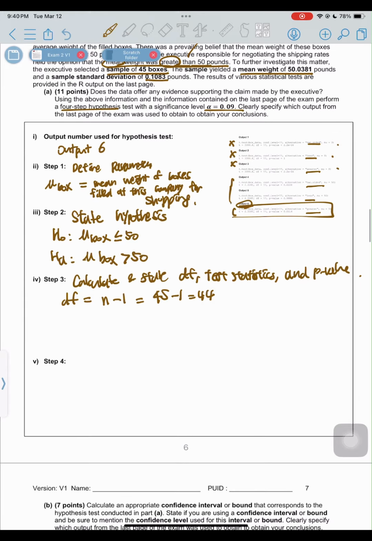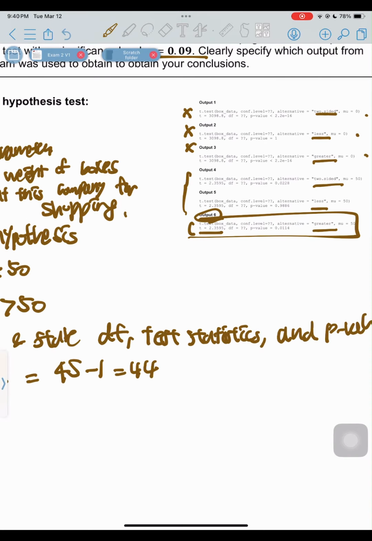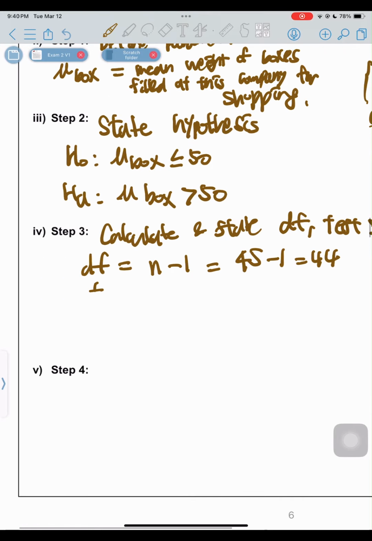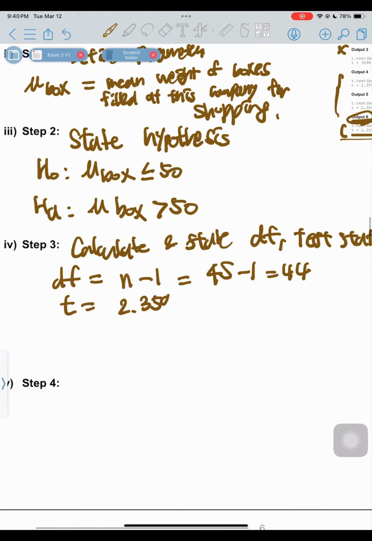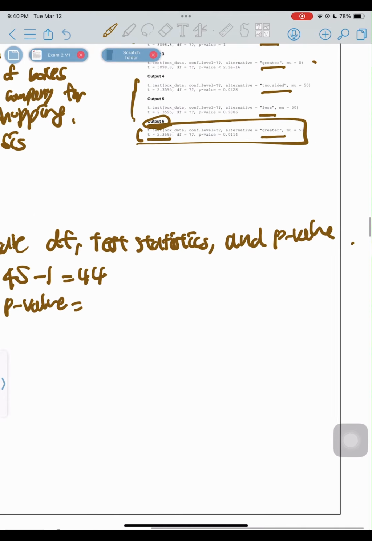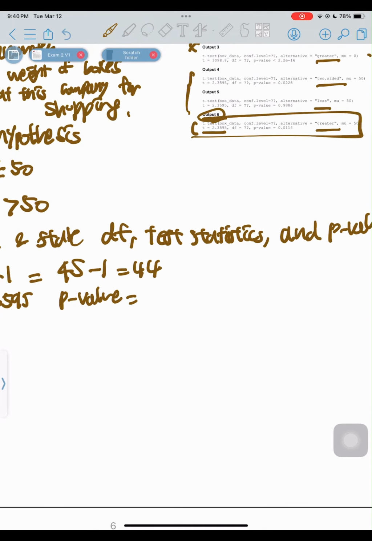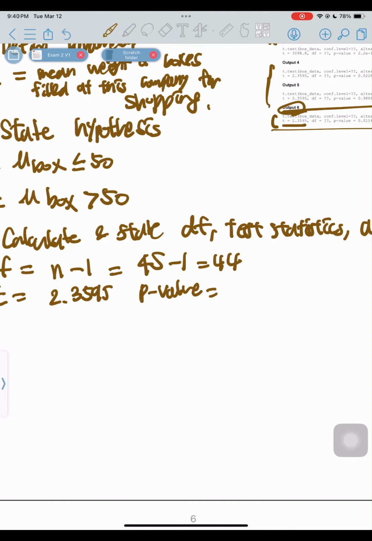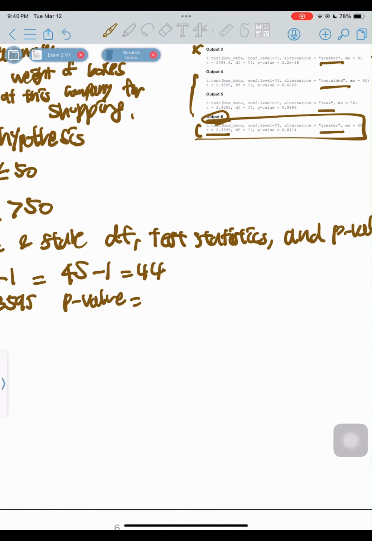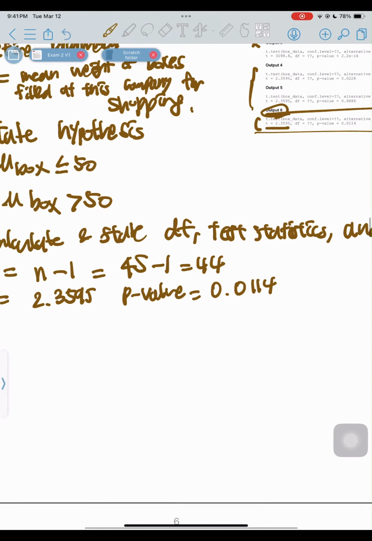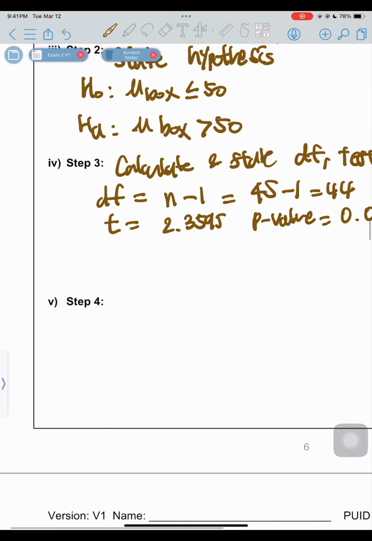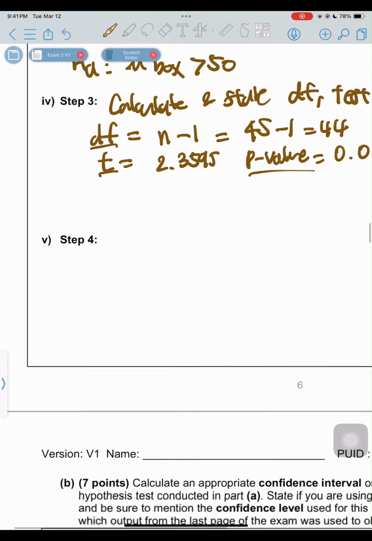Then the test statistic is already given for you in output 6. So the t value, you just have to write it down. It's 2.3595. Are we given the p-value? Yes, of course we are, because we have to decide whether we are going to reject or accept the hypothesis. So it's going to be 0.0114. That's the p-value. So we stated all values: degrees of freedom, test statistic, p-value.